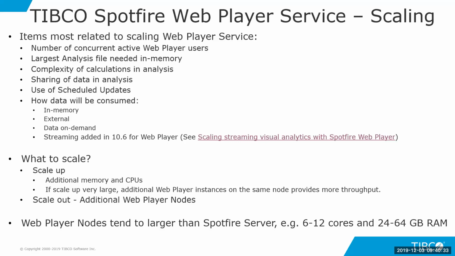The web player nodes tend to be larger than the Spotfire server, so like 6 to 12 cores. Again, this is a typical size. We have customers that have web player nodes with 256 or 512 gigs and a lot more cores, but this is the typical size, just to give a sense of scale of where this fits. If you have a lot of small analysis files, you could have a lot of small web player nodes as well.